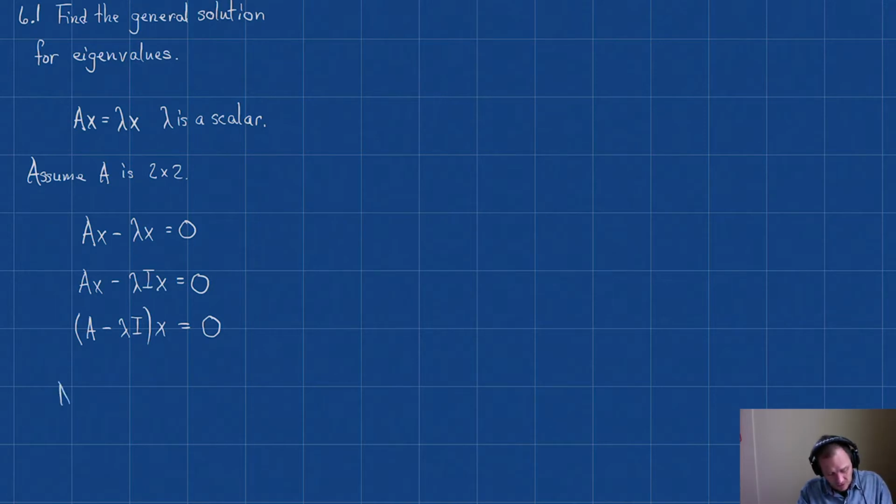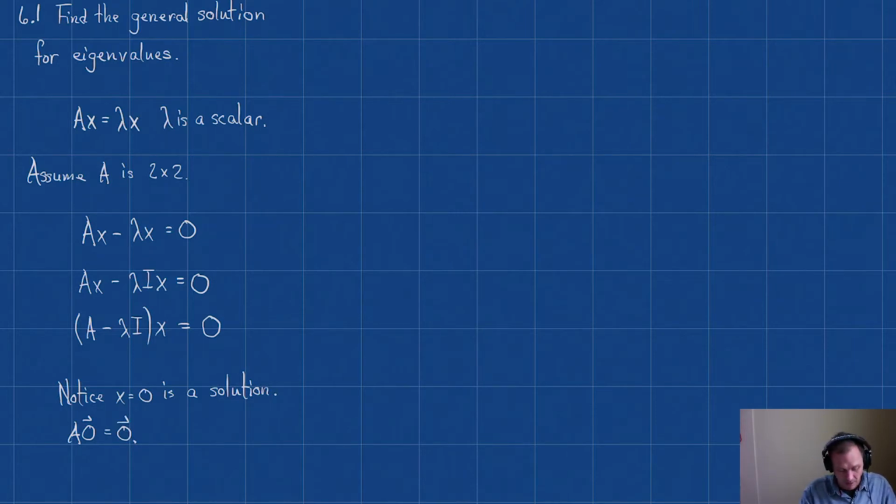Notice this. x equals 0 is a solution. But it's not interesting at all because A times the 0 vector is very simply just the 0 vector again. Nothing happens. We're interested in vectors where things do happen. In other words, we want x's that are not 0. Oh, that changes the story dramatically.